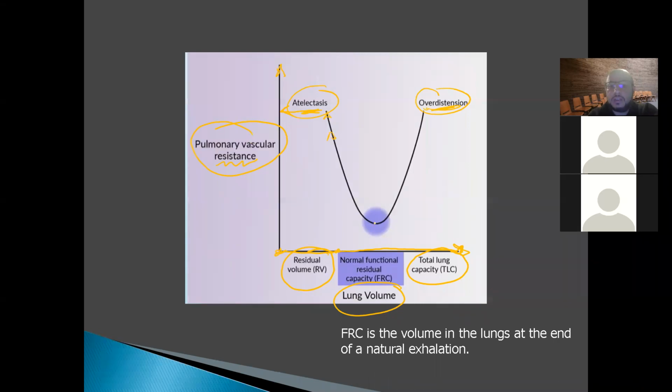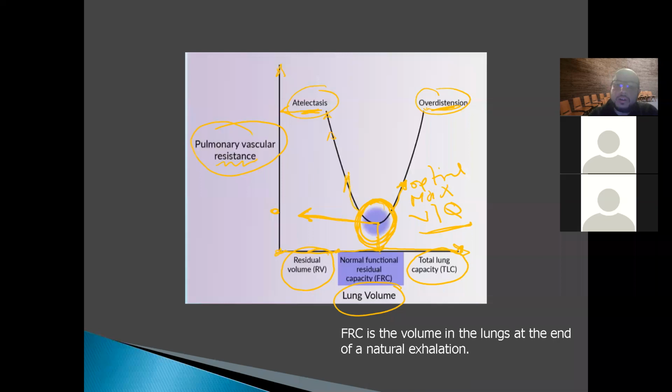The optimal point on this curve is when you optimize the settings so that you are at the normal functional residual capacity, where at the same time you will get the highest volume. At this point your alveoli have the best VQ, not mismatch. Here we call it optimal VQ. The higher you go, the higher your pulmonary vascular resistance.